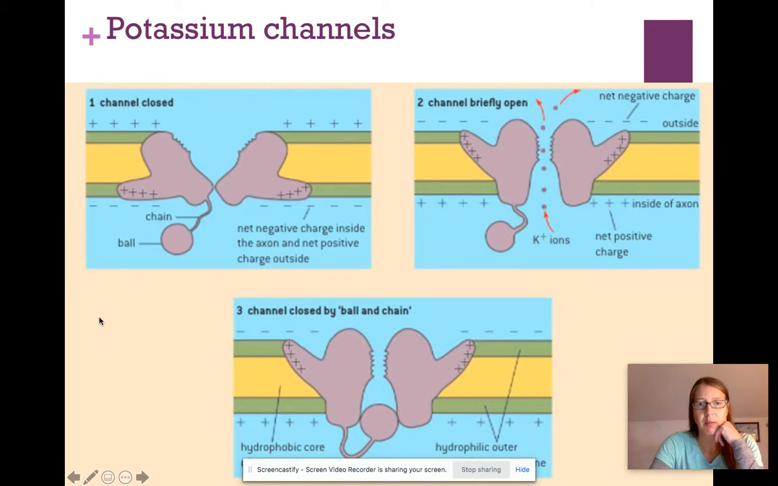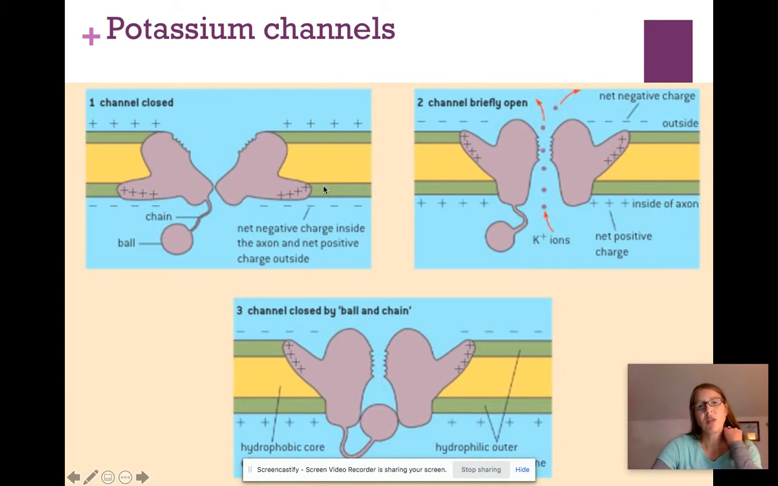Okay, so here is a potassium channel. And this particular potassium channel is a gated channel. It's going to open only at certain times. And you can see the membrane in a neuron, in this axon, is positive on the outside of the cell and negative inside the cell. So this is the membrane, this is inside the cell, this is outside the cell. This is the cell membrane.